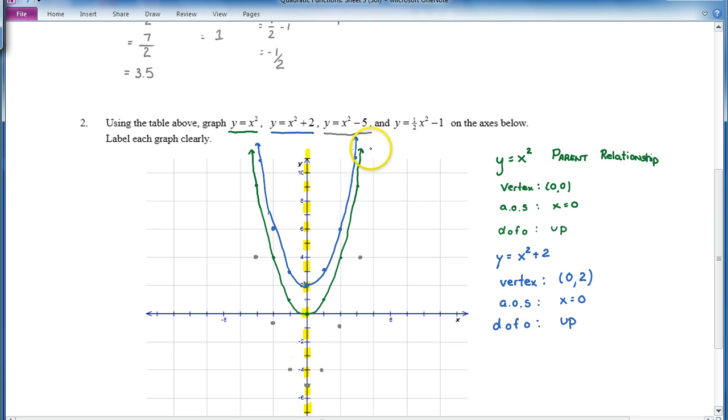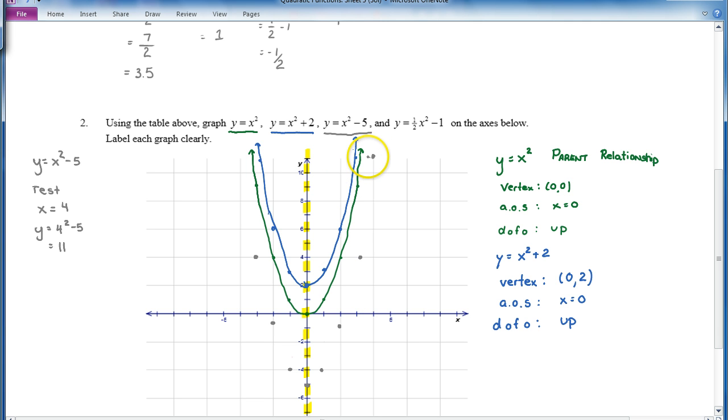But this graph might actually have another point on here. So if I'm dealing with y equals x squared minus 5, I can get most of the points by looking at my parent graph. But what is nice to do sometimes is just to test some values. So let's test x equals 4. So that means y is going to equal 4 squared minus 5. That's 16 minus 5, which gives me 11. So now I know 1, 2, 3, 4, 11. So I have to get that point there.